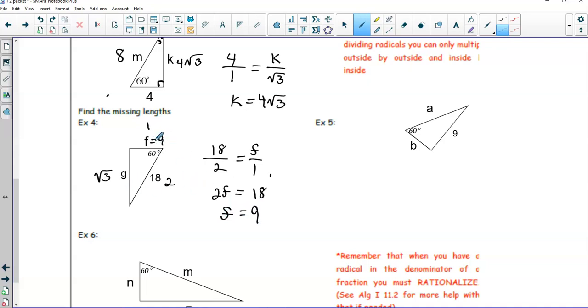Now, that should be 9 times the square root of 3, right? Because the short leg is 9, so the long leg is 9 square root of 3. But let's do it this way just so you can see the relation, right? So now that I have 9, let's find out what g would be. So 18 is to 2 as g is to the square root of 3.